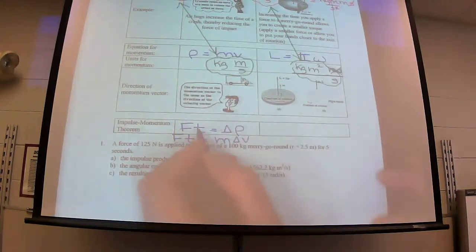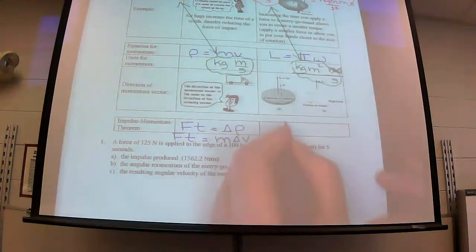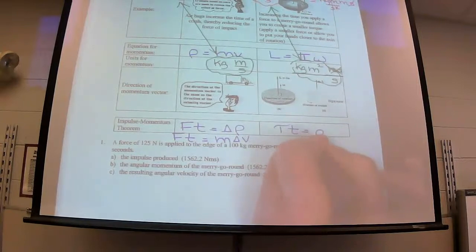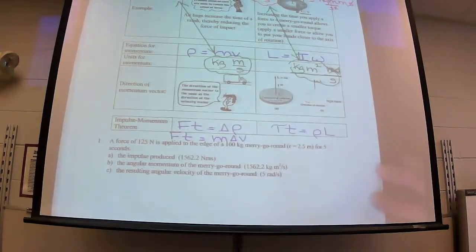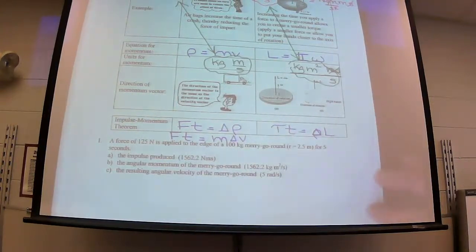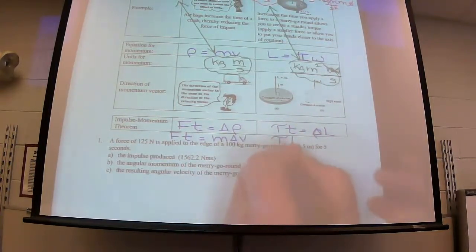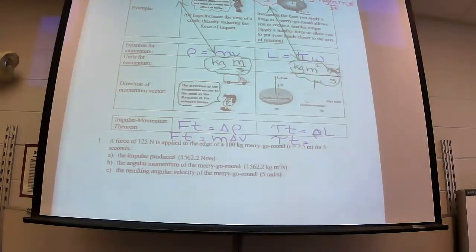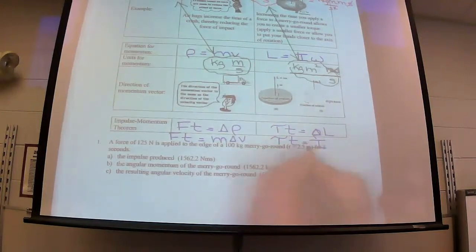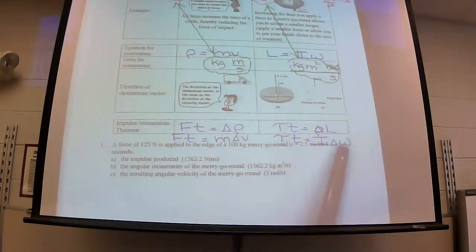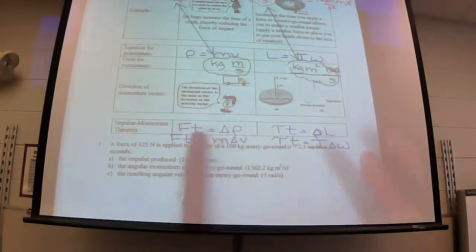And over here, we have impulse, torque times time. It will create a change in angular momentum. Delta. The change can't go with the I because you're not changing the I equation. So it has to go with the omega. So you'll change the rate of rotation if you apply a torque for a period of time.